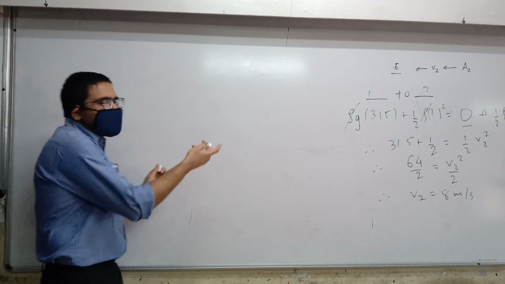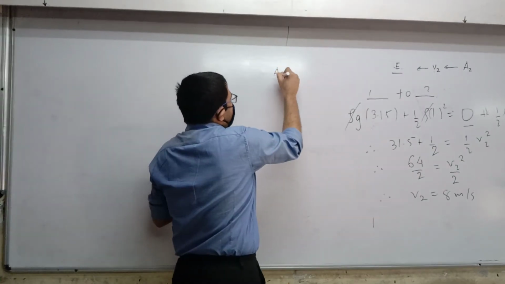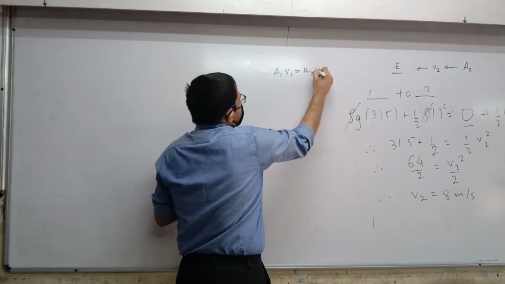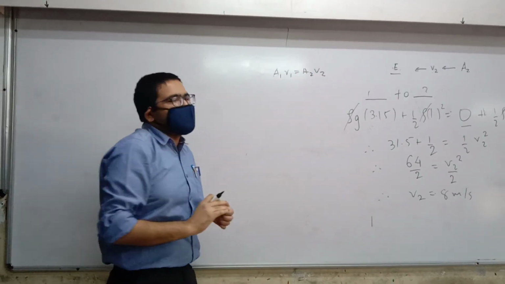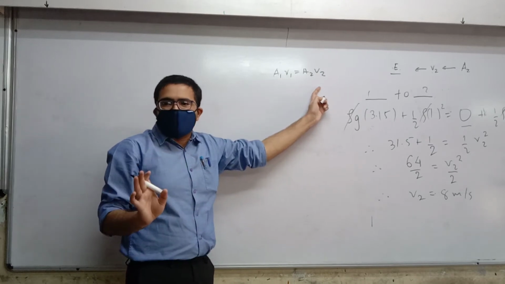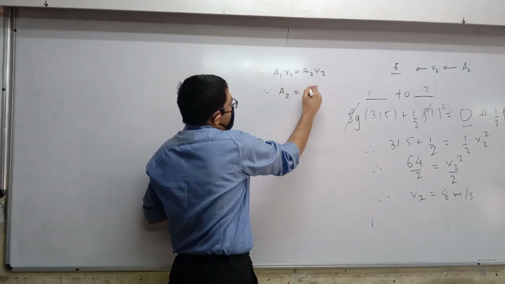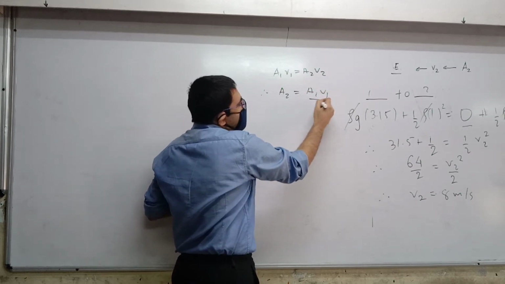We have got 0.2. Yeah, that's right. 0.125 centimeter square is the answer. A1 V1 is equal to A2 V2. Okay, now what to do? V1, find A2. So A2 is equal to A1 V1 upon V2.